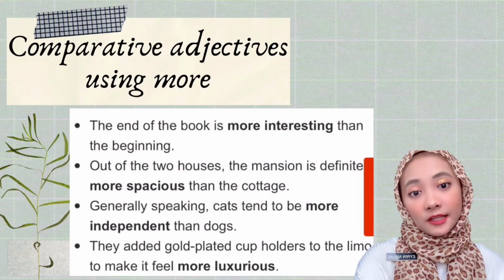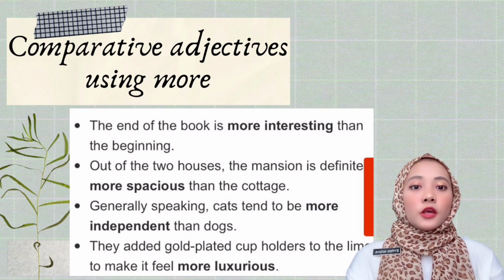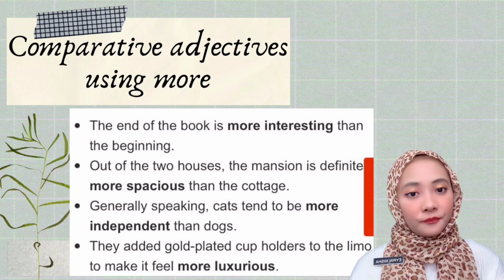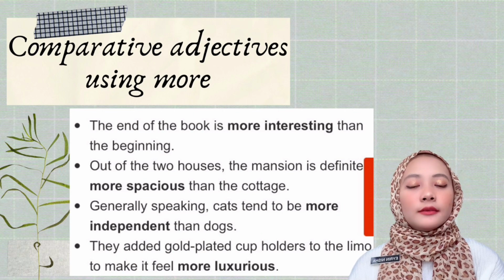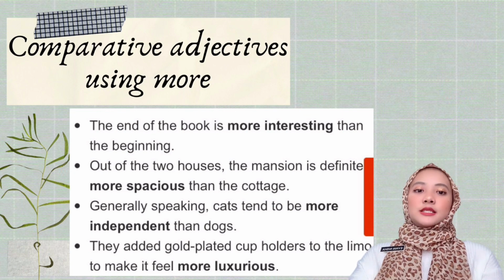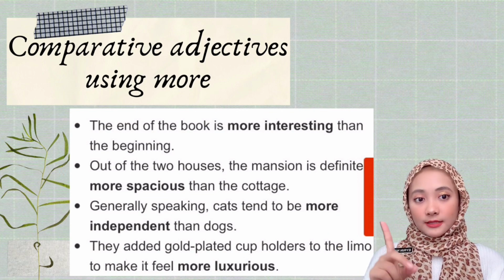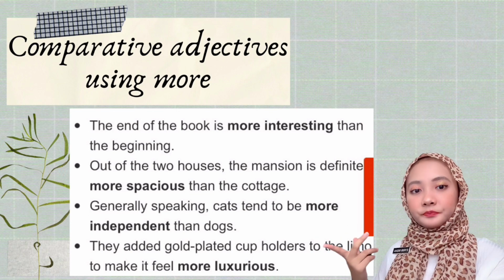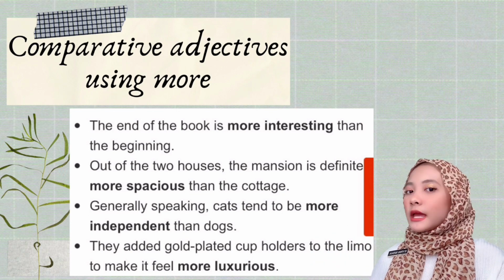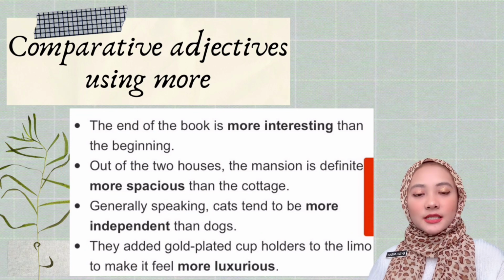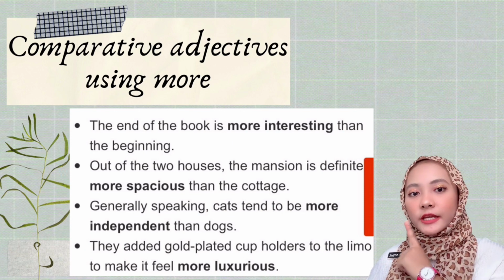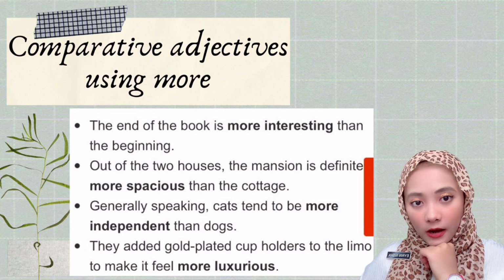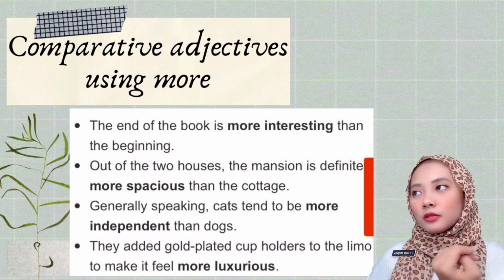Second one, comparative adjectives using more. For longer adjectives, we use the words more and less. When used as a comparative adjective, we use the word more to say that something demonstrates a higher degree of quality than something else. For the examples in sentences: first one, the end of the book is more interesting than the beginning. Out of the two houses, the mansion is definitely more spacious than the cottage. Third, generally speaking, cats tend to be more independent than dogs. They added gold-plated cup holders to the limo to make it feel more luxurious.